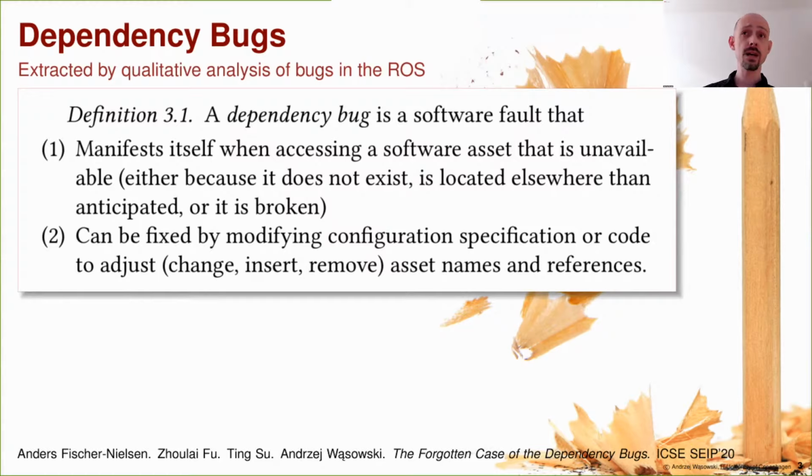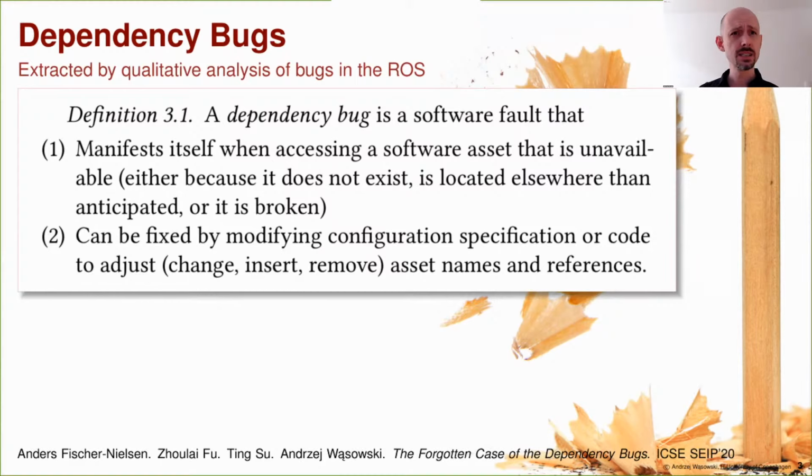A dependency bug is a fault that has two qualities. It has a failure, so it manifests itself when accessing an asset that is unavailable, either because it doesn't exist, it's located elsewhere, or it's broken in some way. And it also has a fault. So it's not a bug in an algorithm or in the logic of software, but it's a bug that can be fixed by modifying how the software has been composed, configured, linked together, etc.